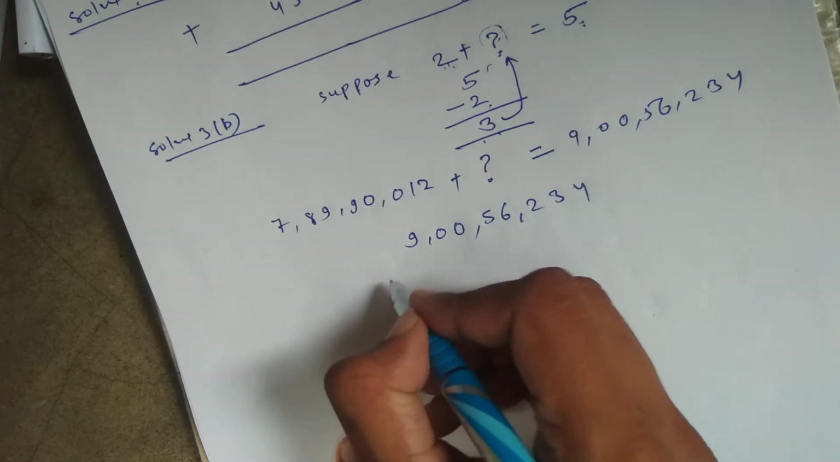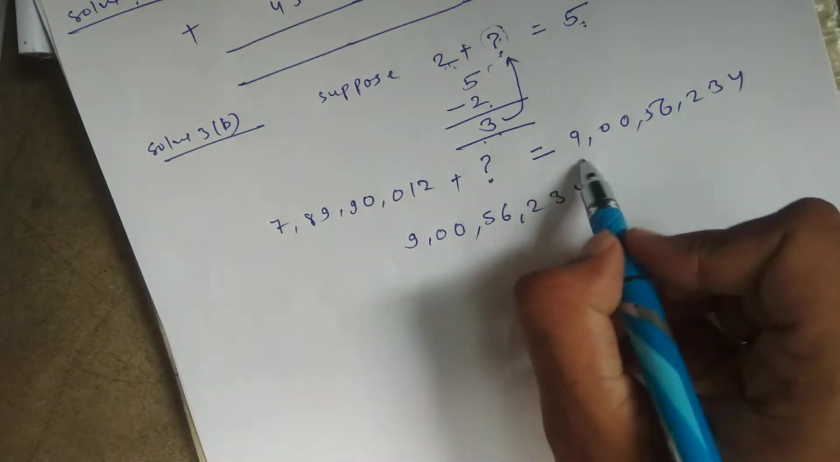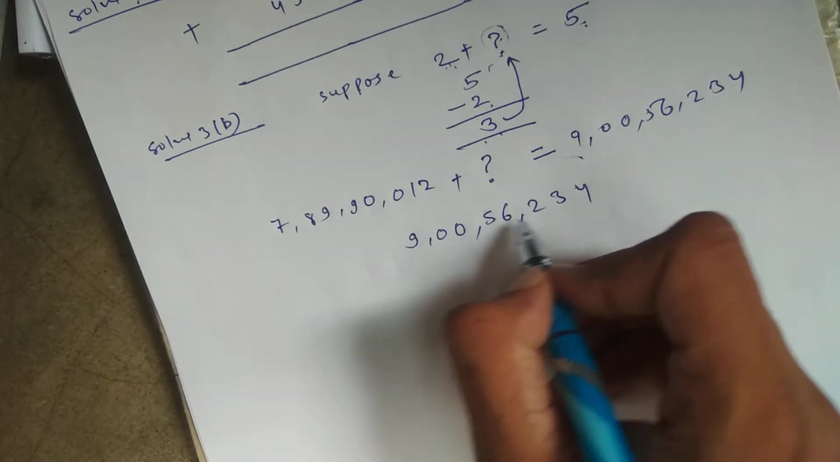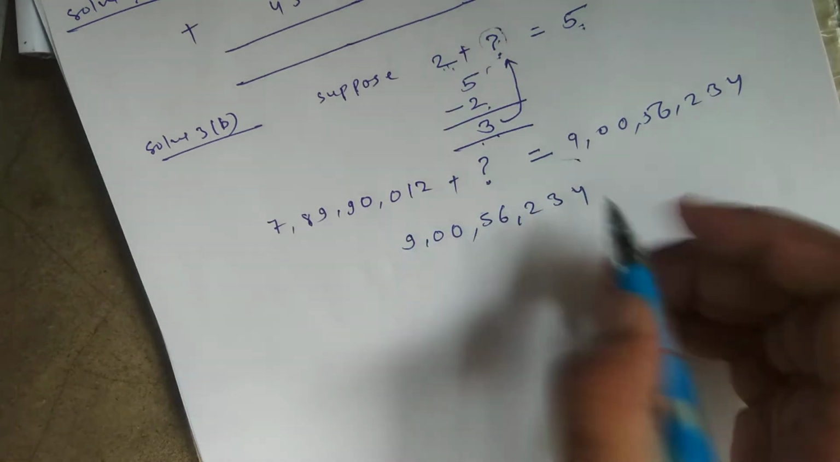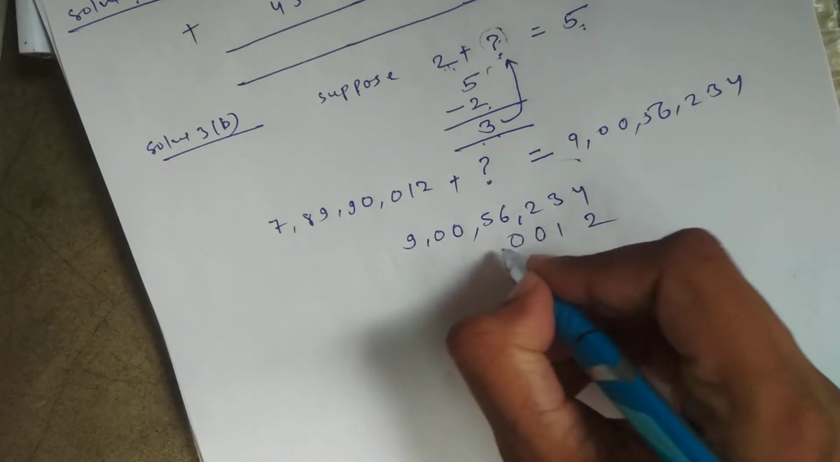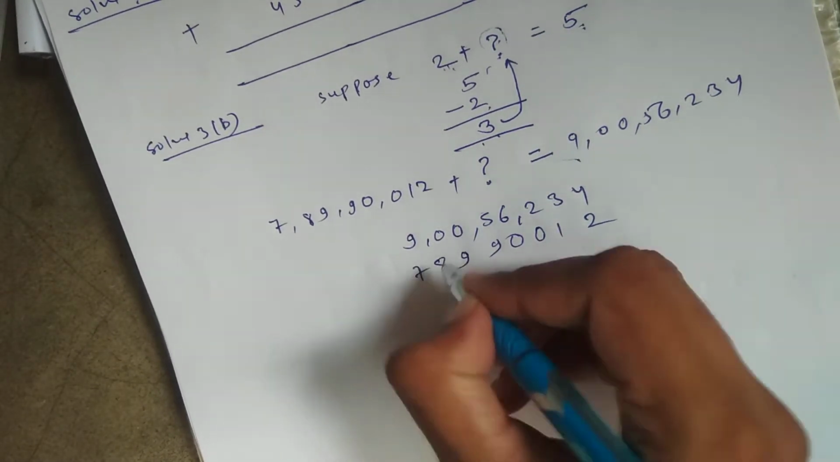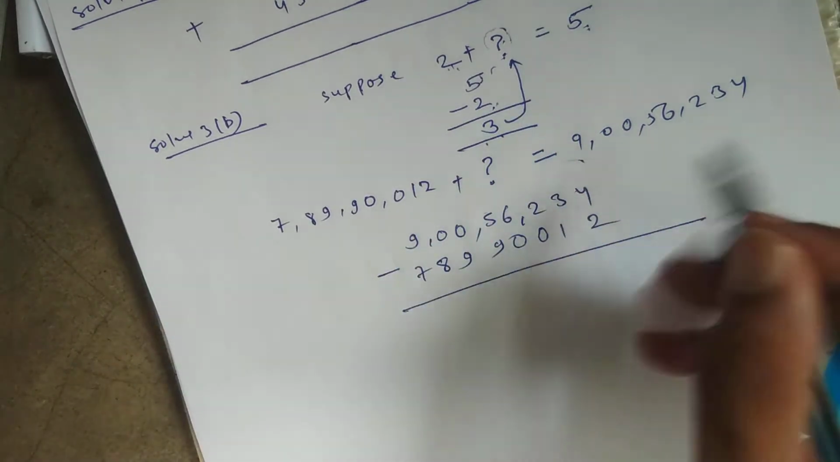90056. I did one mistake here. I have not given enough space here, and I have also not given enough space here. Now you will see that I will face a problem while solving. 0 1 2 0 9 9 8 7. Okay, and we have to do minus just like that.